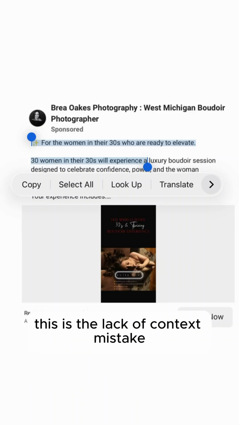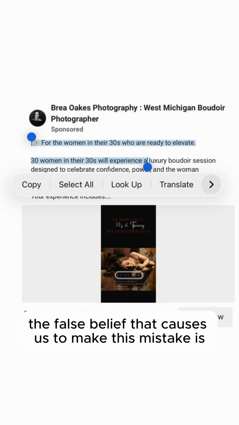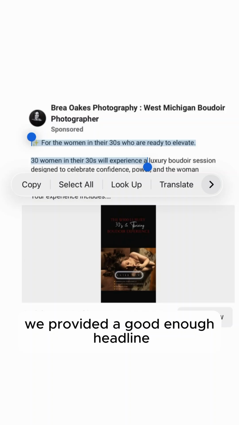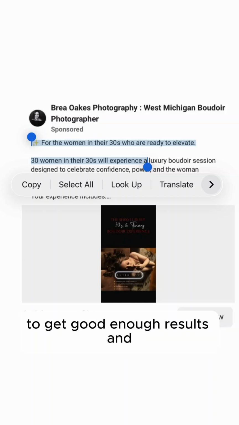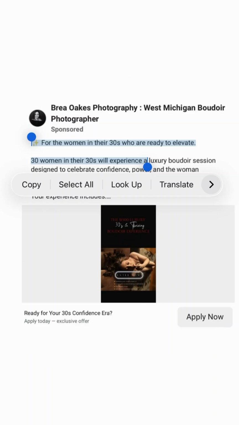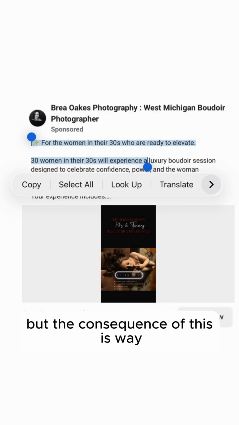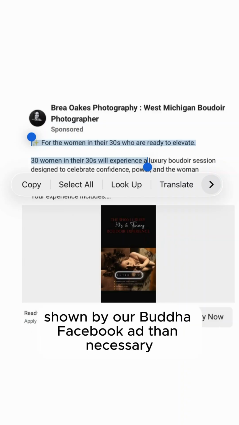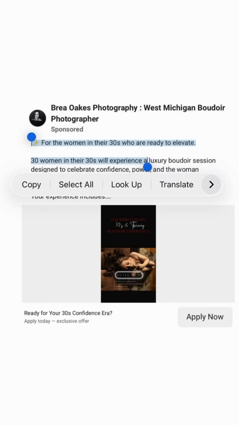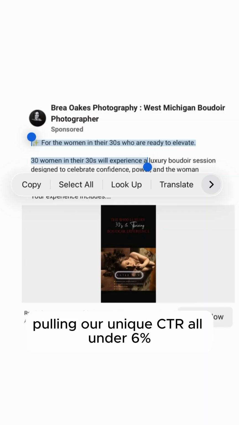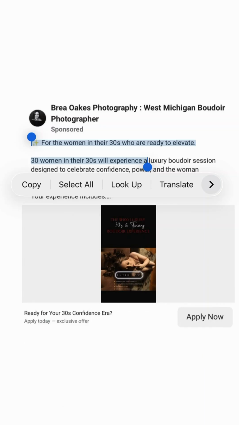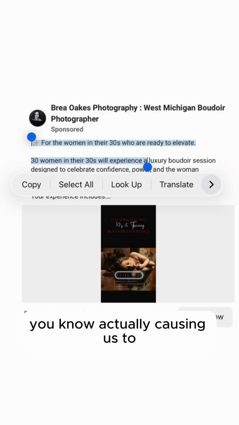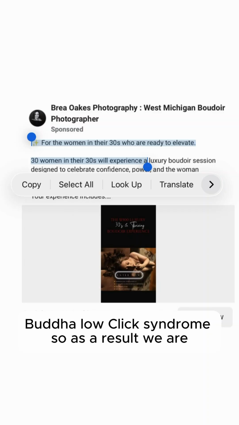Yeah, this is the lack of context mistake. The false belief that causes us to make this mistake is we believe we've provided a good enough headline to get good enough results, and it's kind of similar to what everyone else is doing. But the consequence of this is way more women scrolling by our Boudoir Facebook ad than necessary, pulling our unique CTR under 6%, and causing a higher probability of having BLCS, Boudoir low click syndrome.